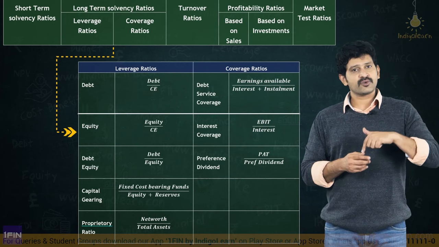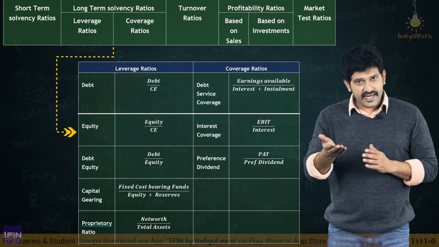Next was interest coverage ratio, EBIT by interest. Next, preference dividend coverage ratio, that is PAT by preference dividend. Then we moved on to turnover ratios. Capital turnover ratio, sales by capital employed.